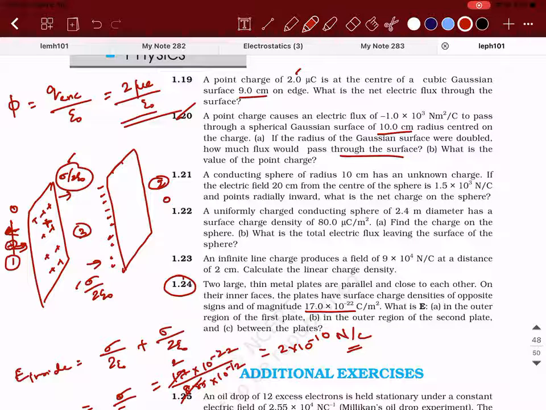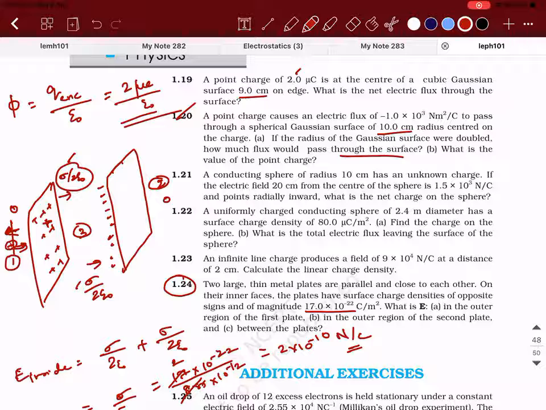So you have a point charge. So it will become 1/4, right? But the fact is nothing will change. It has nothing to do with area. Again, you need to concentrate on what is important. Read the first part of the question. A point charge causes an electric flux of -1 into 10 power 3 Newton meter square per coulomb to pass through a spherical Gaussian surface which is centered on the charge. So there is a Gaussian surface, and where is the charge present? At the center. So the electric field lines are received towards the center.